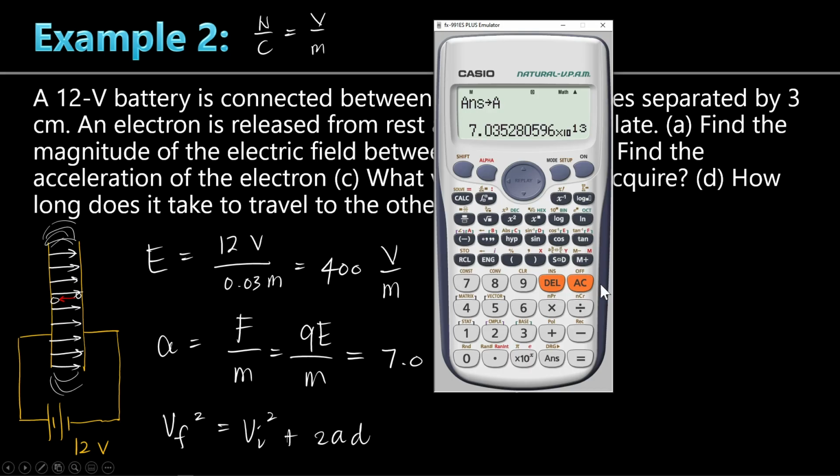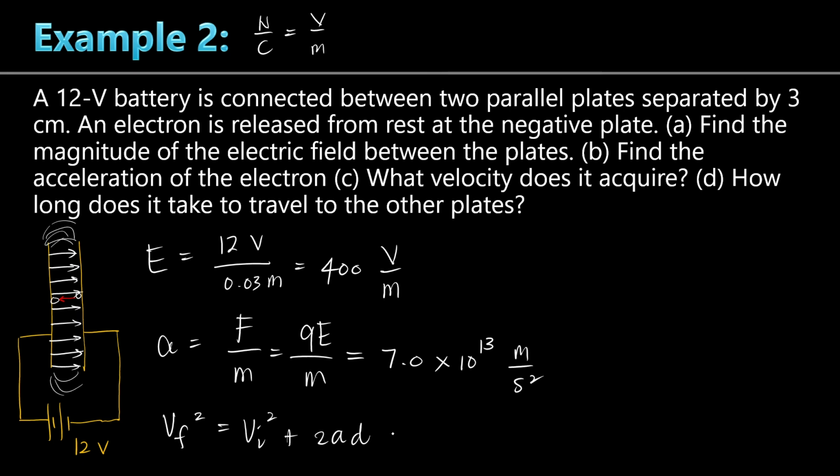So, erekta na natin yan sa calculator. Square root of 2 times yung acceleration niya na nakastore sa A times yung displacement niya na 3 cm, 0.03 meters equals, ayan, meron tayong value na 2.05. Vf is equal to 2.05 times 10 to the 6 meters per second. Okay, sobrang bilis ng final velocity ng electron. Biruin mo, more than 2 million meters per second.